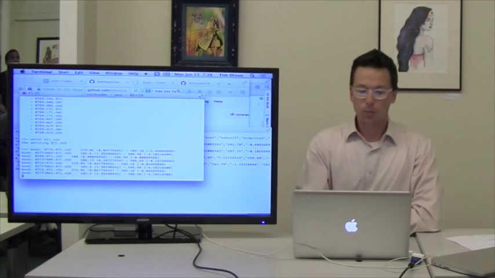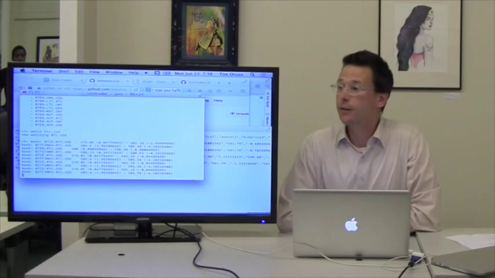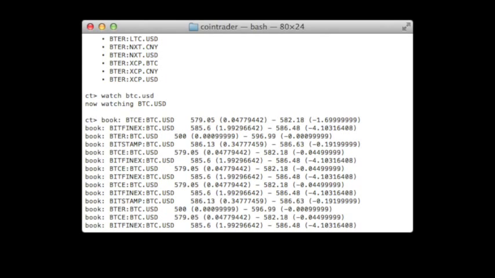This is the price range here. You see 579 to 582. That's called a spread. So if you wanted to buy Bitcoin on BTC Ether, you would have to pay 582, but if you wanted to sell it right away, you would only get 579 for it. So there's a gap there, that's called the spread. And that's very important to understand when you want to trade.